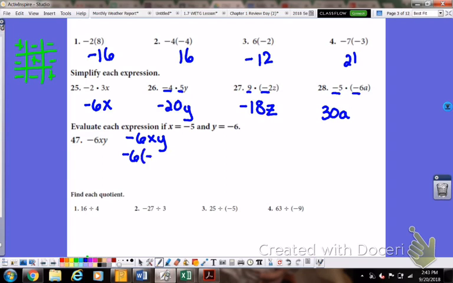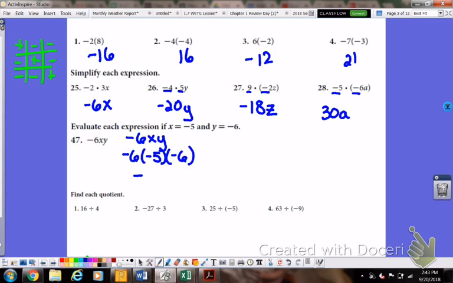I'm going to put these in parentheses. So 6 times negative 5 times negative 6. We definitely want to use parentheses around here so we don't accidentally think it's negative 6 minus 5 minus 6. Okay, so negative times a negative is a positive. Positive times a negative is a negative. So we know our answer is negative.